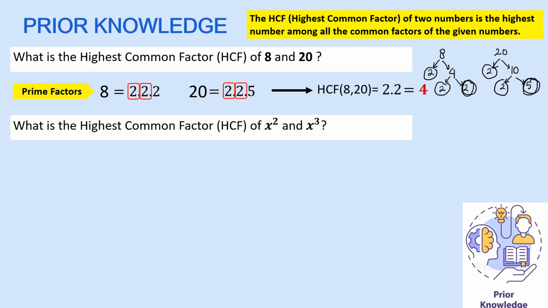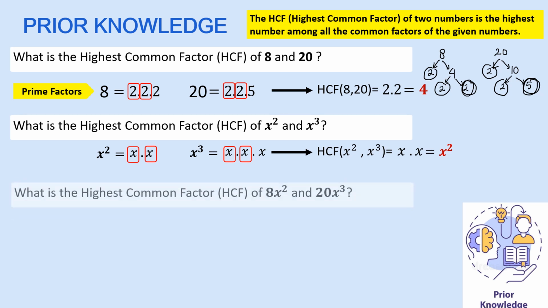What is the highest common factor of x squared and x cubed? We're not talking about a number anymore, but variables. How to find the HCF of some variables? So we can decompose x squared and x cubed. Yeah, we can decompose x squared into x times x and x cubed into x times x times x. So to find the HCF, you have to find the common factors. And it's very obvious that the common factors are x and x. So the HCF is x times x equals x squared.